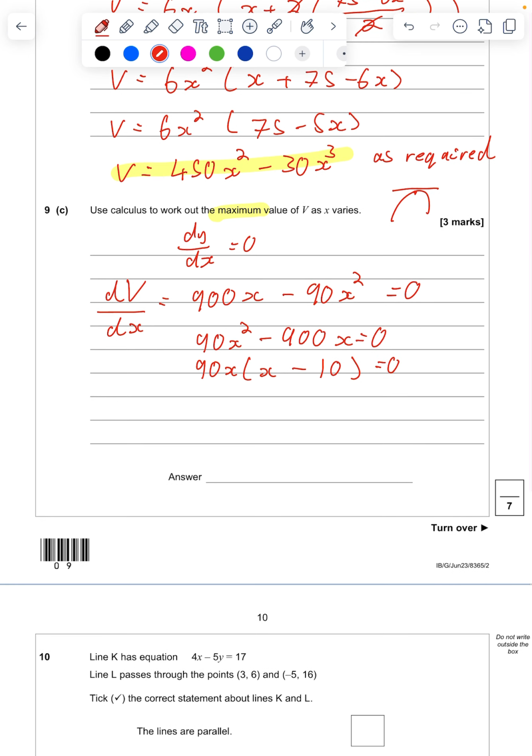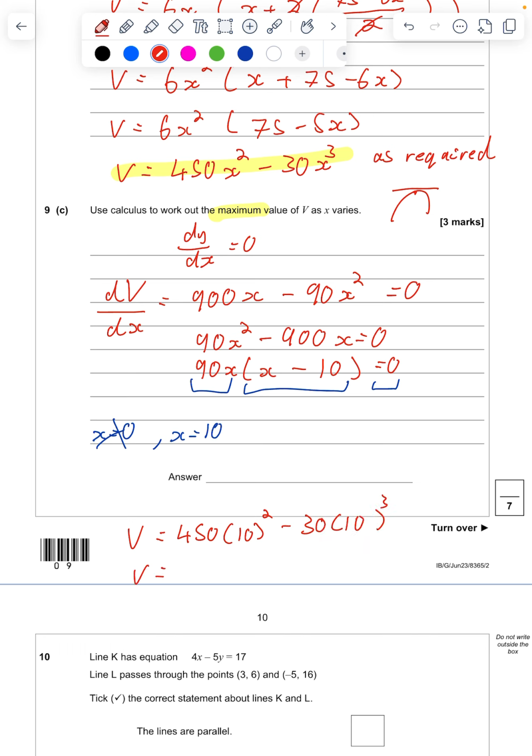So either the maximum is going to be when 90x equals 0, which is just going to be when x equals 0, or when x take away 10 is equal to 0, therefore x must be equal to 10. Now it's not going to be 0, so let's look at x being equal to 10. And you've got to put it into the volume to get the maximum volume here. So the volume is going to be 450 times by the x squared value, take away 30 times by 10 cubed. Hopefully this will work out nicely.